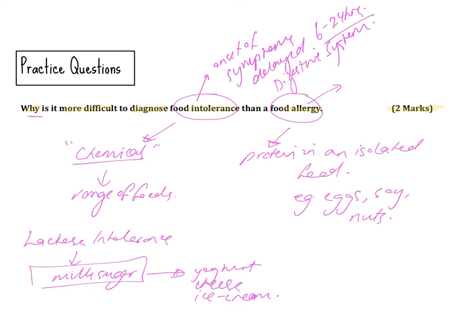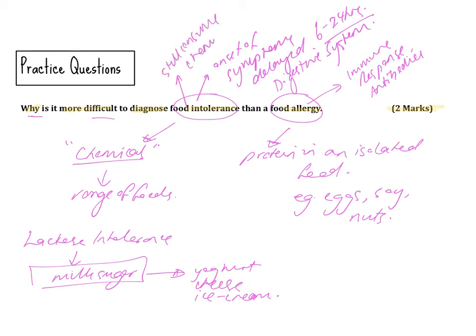However, with a food allergy, because it is an immune response and it does immediately result in showing those physical symptoms because antibodies have been released, it's very easy to determine if someone's allergic to something because the onset of symptoms is almost immediate. Now, another reason why it's more difficult to determine if someone has an intolerance is that you can still consume the chemicals.